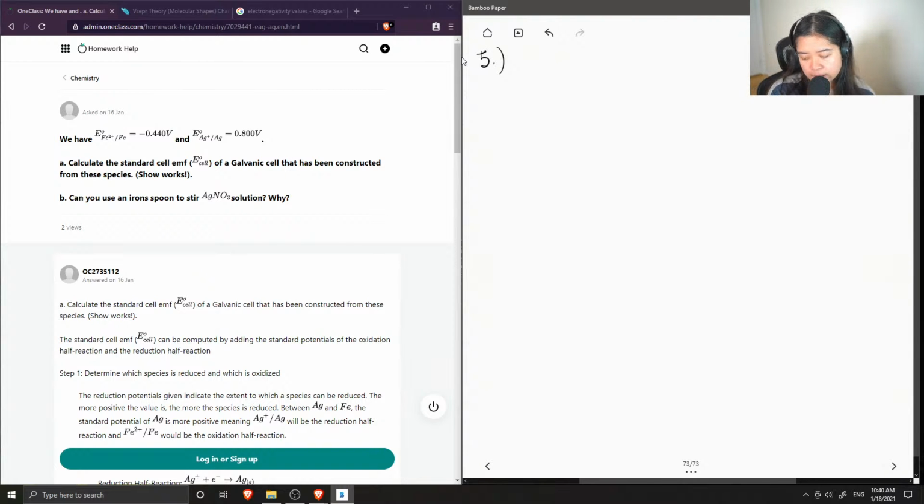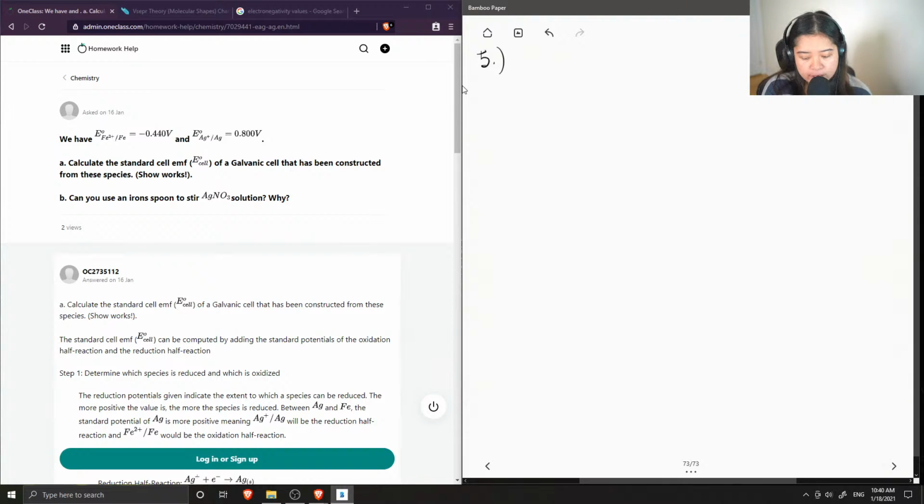Okay, so question number 5. We have the potential of Fe2+ to Fe equal to negative 0.44 volts. And for the silver plus to silver, it's 0.8 volts. So part A is to calculate the standard cell EMF of a galvanic cell that has been constructed from these species. And B, can you use an iron spoon to stir a silver nitrate solution, and why?